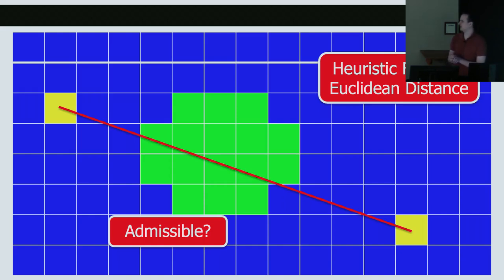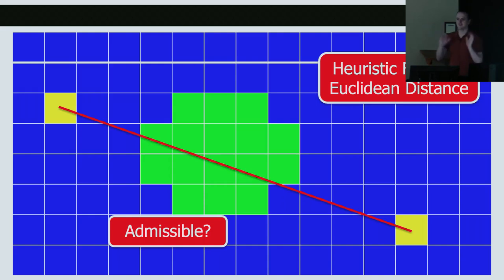Okay, I see a lot of people shaking their heads. So what's the shortest possible path between 2 points? If that is the shortest possible path between 2 points, can it ever overestimate the actual path? So it can never overestimate. So is it admissible?